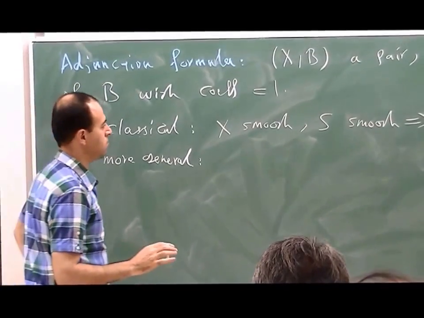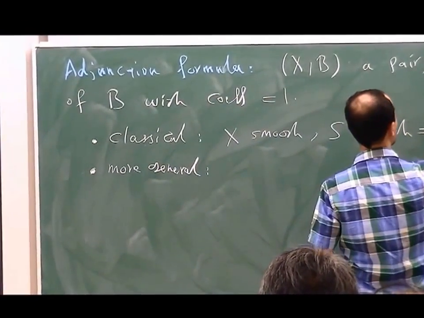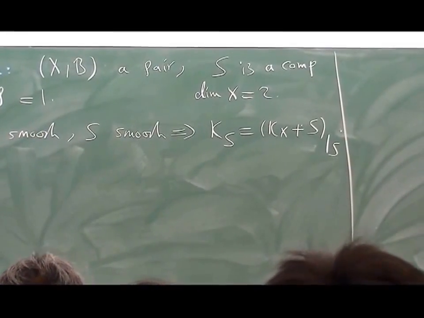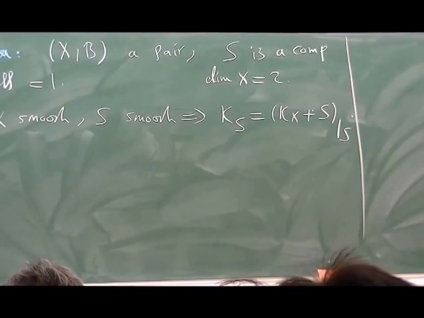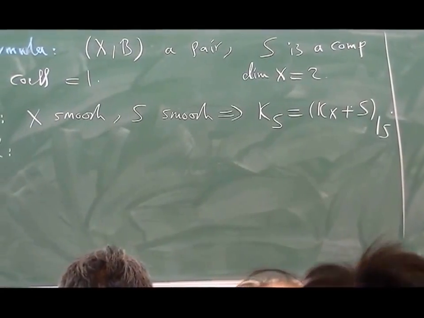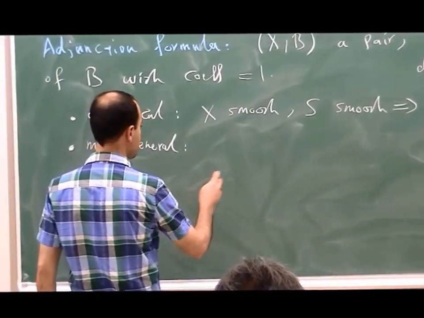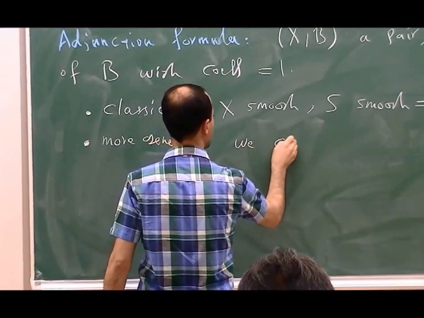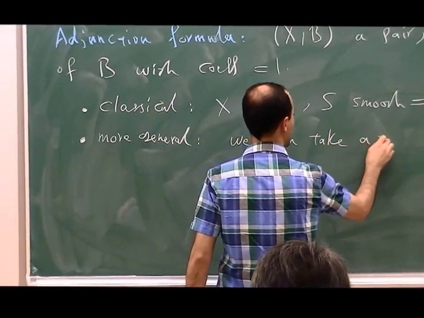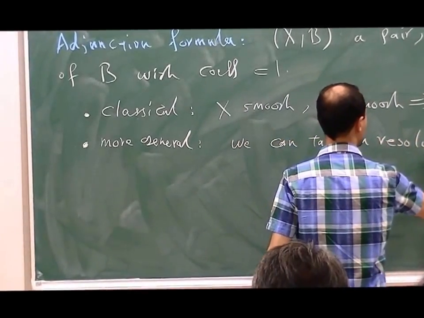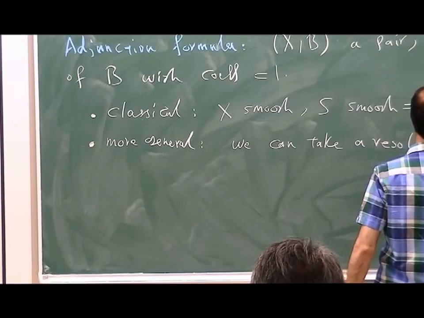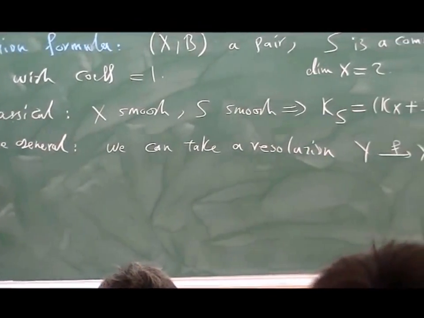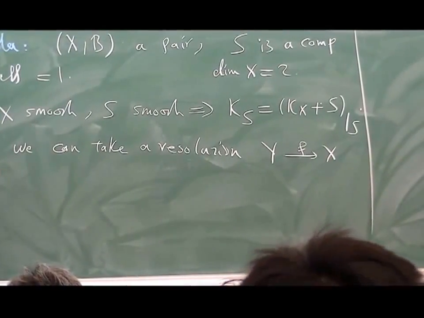Okay, so let me also make it pretty simpler. Let's just put dimension of X to be 2. So we are on surfaces. But this actually also works in high dimension. So in the more general setting, what I do first is we can take a resolution, let's say Y to X, such that we have a diagram of this form.